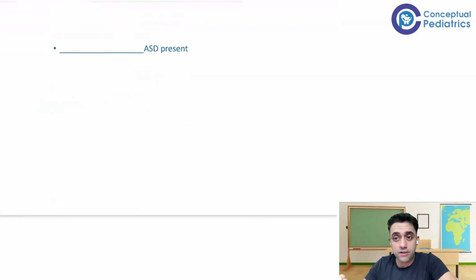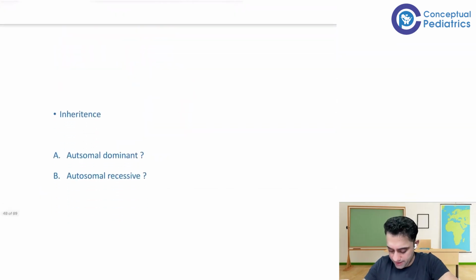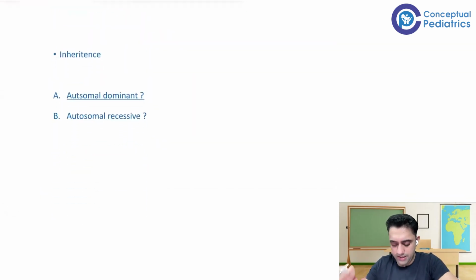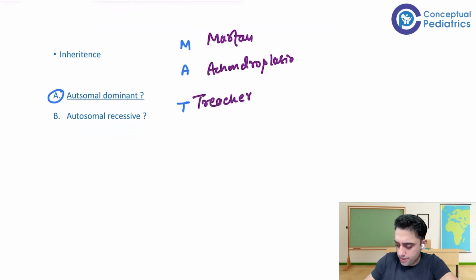And I told you the most common congenital heart disease is ostium secundum type of atrial septal defect. And it is autosomal dominant inheritance. If I ask you a random question, name some other conditions which are autosomal dominant, the mnemonic is MAT match. M for Marfan syndrome, A for achondroplasia, and T for Treacher-Collins syndrome.